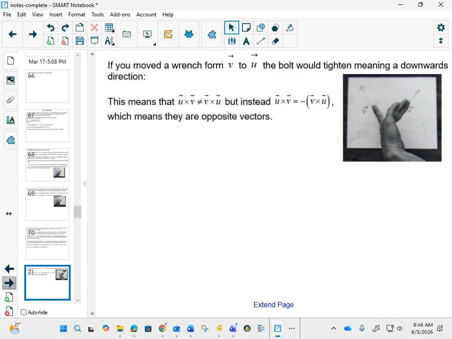So U cross V is not equal to V cross U. Because one will be a vector in this direction out, and the other would be the vector in the direction inwards. So they're opposite vectors, but not equal. Which means, since they're opposite vectors, if you wanted to do V cross U instead of U cross V, you could do that by taking a negative out in front. So this is kind of an important property of the cross product.